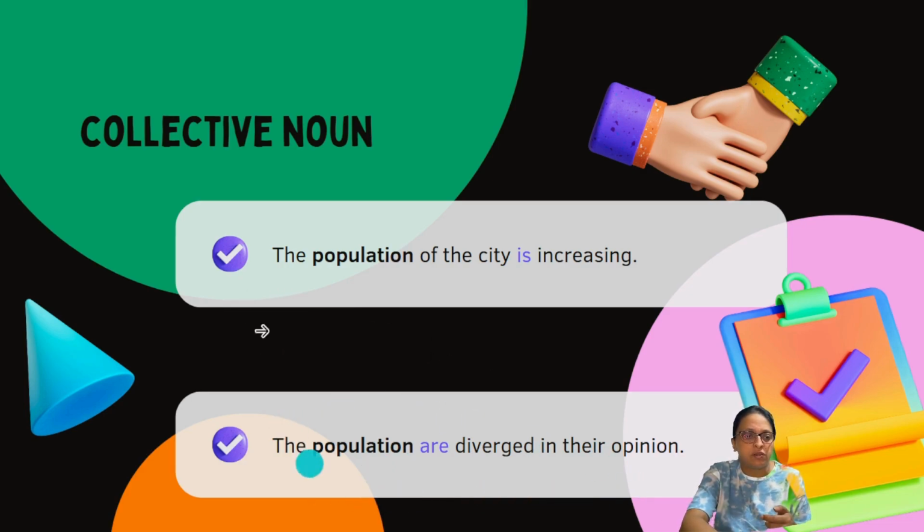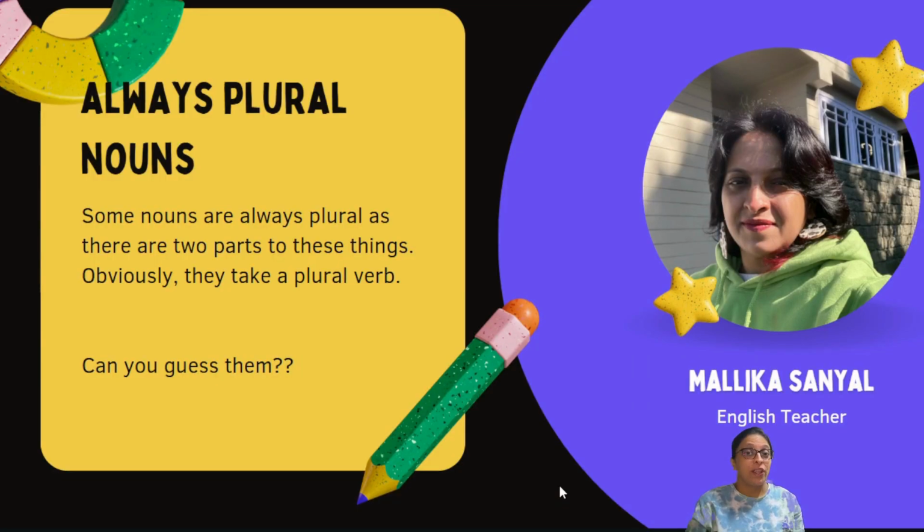So after using the collective noun population, what are we actually conveying? We are conveying that they are diverged. So that means they are not in a group. They are not acting as an entity. They have different opinions. Therefore, the verb will become plural. Okay? So are you able to understand what I'm trying to tell? Okay, let's move on.